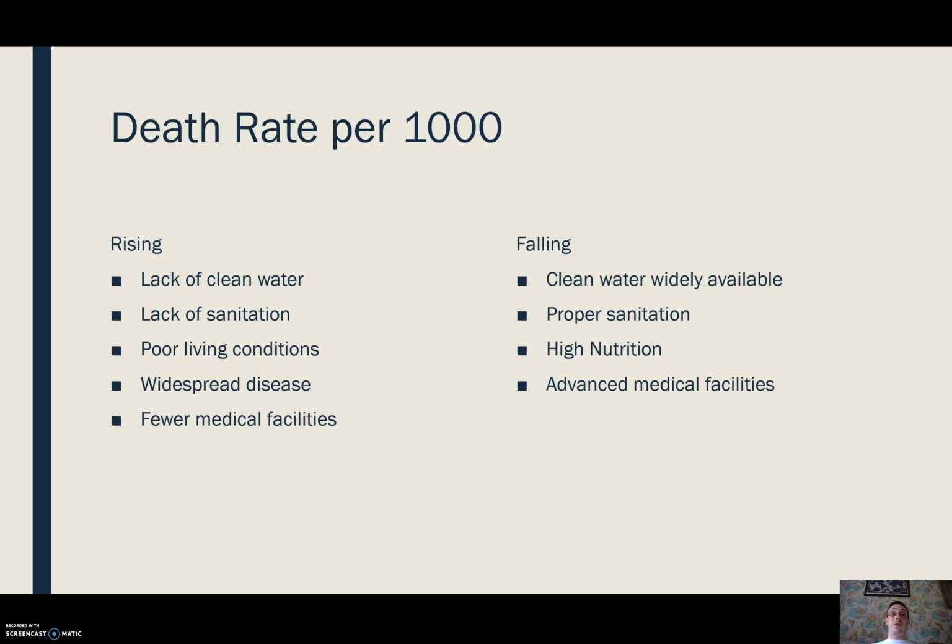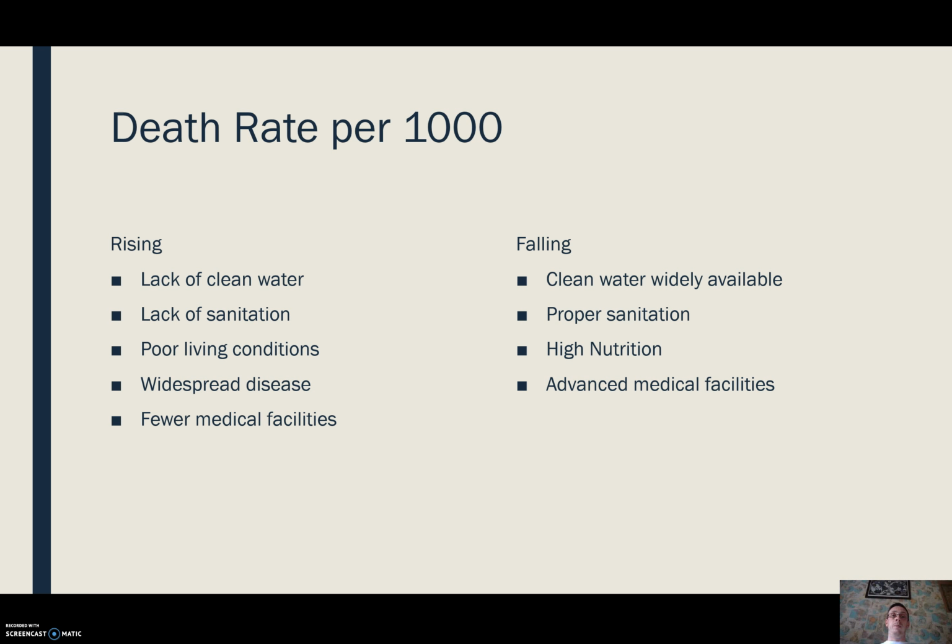Now, in terms of death rate, if the death rate's going up, you're talking about really poor living conditions, not having access to clean water or sanitation, which lead to the widespread of disease, which is going to kill people off. You marry that up with a lack of medical facilities, and the death rate's going to get higher and higher. Realistically, for a falling death rate, you flip all of those points on their head. You're talking about having clean water widely available, access to proper sanitation, a good nutritional balance in your diet, and access to healthcare. All of these things are going to result in fewer people dying on average, which is going to bring your death rate down.